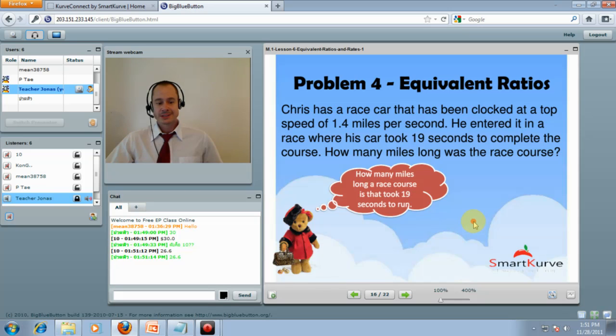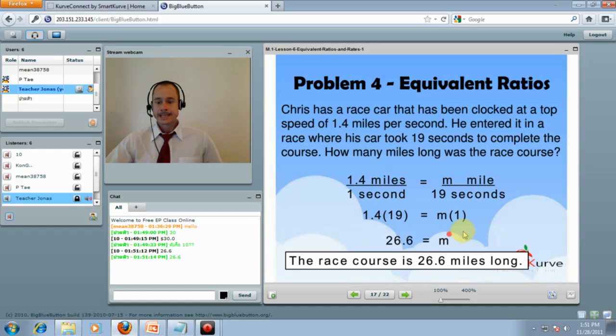Now students are fast here. I have the answer 26.6, and let's check if it's correct. Yes, we have the first ratio here, 1.4 miles per 1 second, and that equals m miles per 19 seconds. And then you do the cross product again, 1.4 times 19, and m times 1, and then you have 26.6.